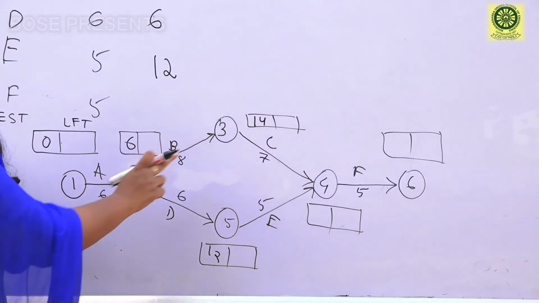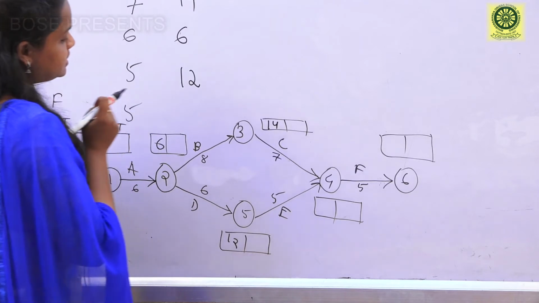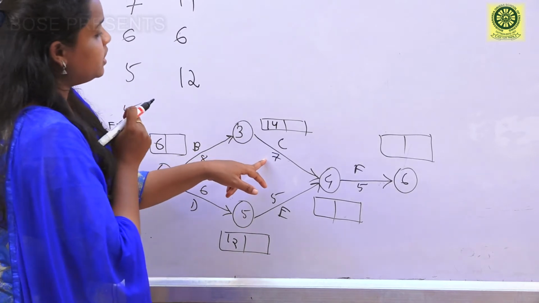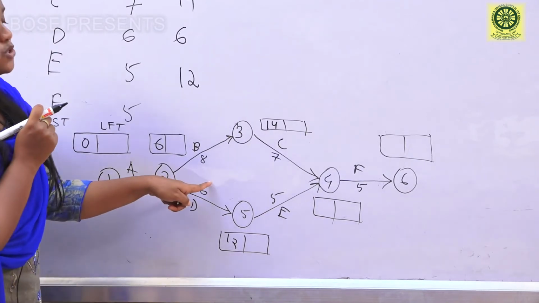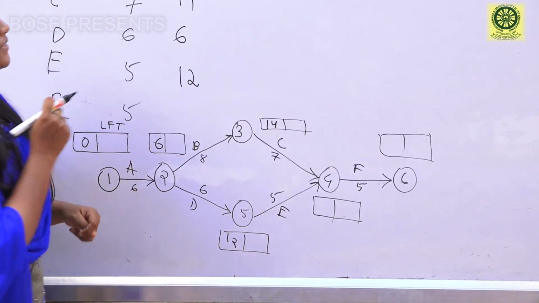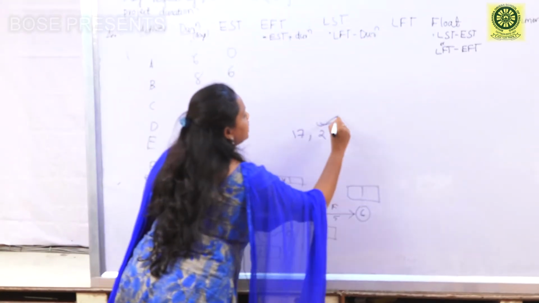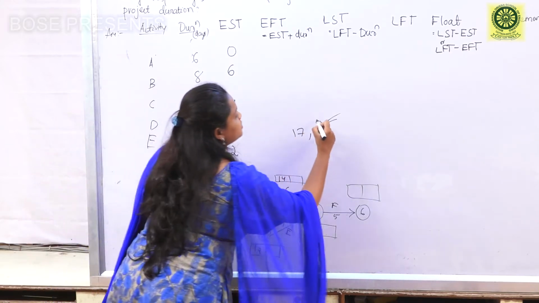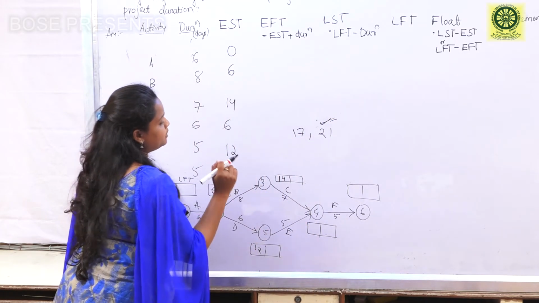By seeing this A, B, C path, the EST will be 6 plus 8 plus 7. That comes to 6 plus 8 is 14, 14 plus 7 is 21 days. But in this path, the EST is 6 plus 6 is 12, plus 5, this is 17. Between 17 and 21, which one is greater? This 21. So while calculating for the forward move, we have to take the maximum number. So the maximum days, that is 21. So EST for activity F will be 21.